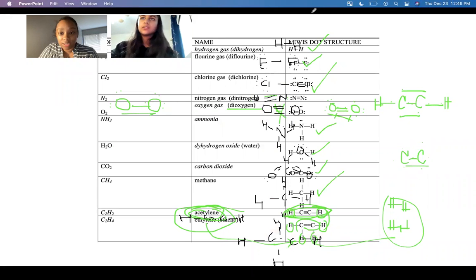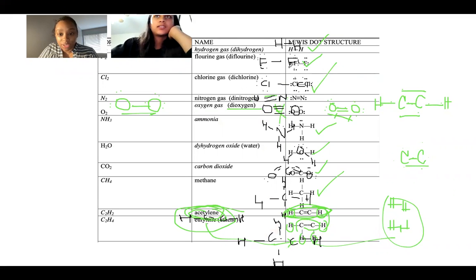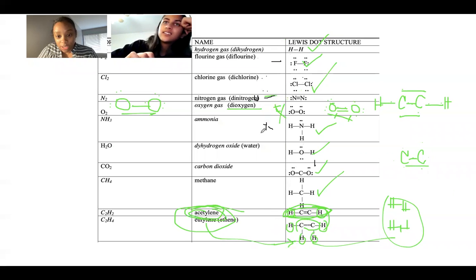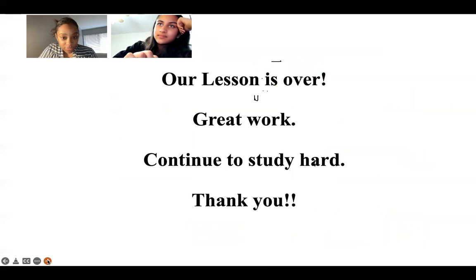Let's see. I'm gonna just go ahead and erase all of this. Was this helpful today at all? Yeah. Okay, cool. I'm glad. All right, let's see what else I have here for you. Great work. Continue to study hard.